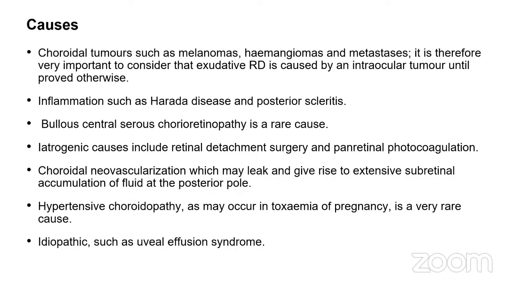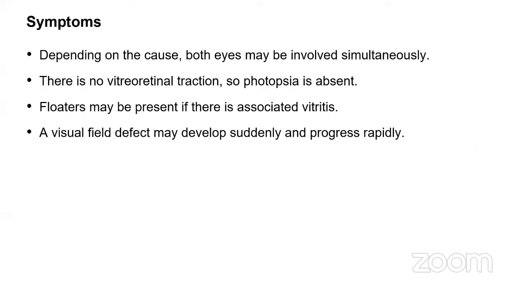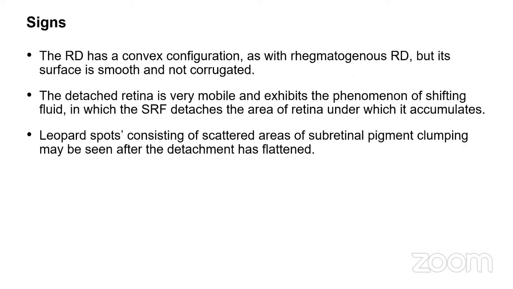Then bullous central serous chorioretinopathy, and iatrogenic causes include retinal detachment surgery and panretinal photocoagulation. Choroidal neovascularization, which may leak and give rise to extensive subretinal accumulation of fluid at the posterior pole, and hypertensive choroidopathy, which may occur in toxemia of pregnancy. It is a very rare cause. And idiopathic, such as uveal effusion syndrome. So symptoms depend on the cause. Both eyes may be involved simultaneously, and there is no vitreoretinal traction, so no photopsia. Floaters may be present if there is associated vitritis, and field defect may develop suddenly and progress rapidly.